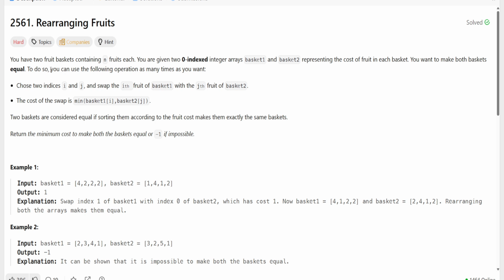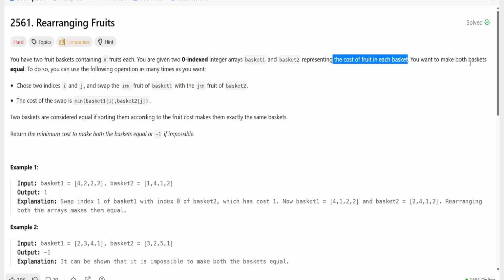So the question is saying that you have two fruit baskets, okay? Means two baskets of fruits that contain n fruits. So each basket contains n fruits, okay? And the baskets are basket 1 and basket 2, understand? So the basket represents what? The cost of fruit in each basket.